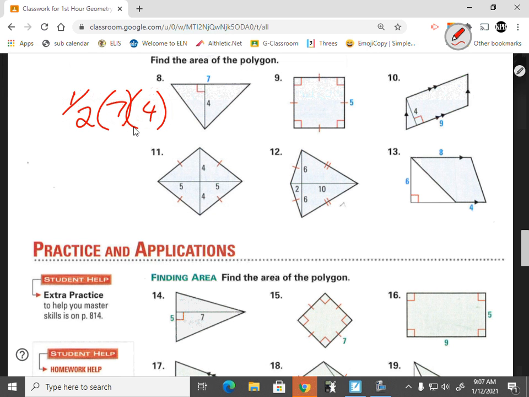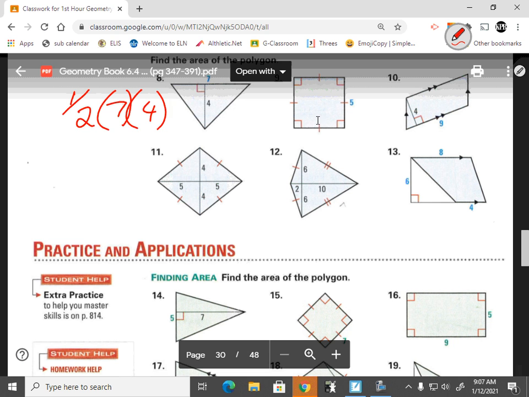Number 9. Oh, it went away. Thank goodness. That's good. That makes me happy. Number 9 is, oh, it came back. Dang it. Number 9 is a square. It's 5 squared. 5 times 5.